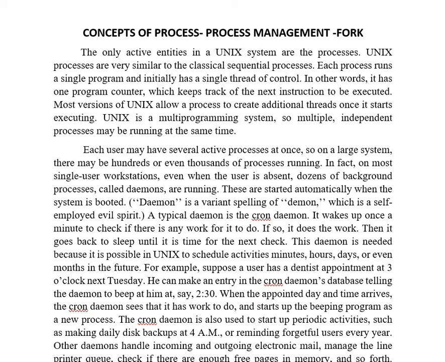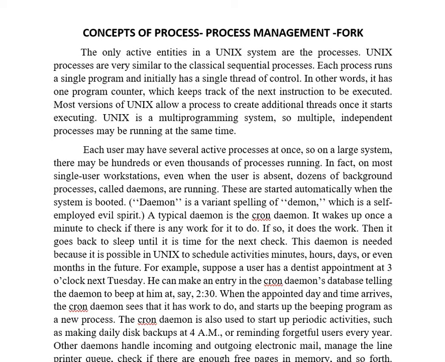This daemon is needed because it is possible in Unix to schedule activities in minutes, hours, days, or even months in the future. For example, if a user has a dentist appointment at 3 o'clock next Tuesday, you can make an entry in the cron daemon's database telling the daemon to beep him at, say, 2:30. When the appointed day and time arrives, the cron daemon sees that it has work to do and starts a beeping program as a new process.